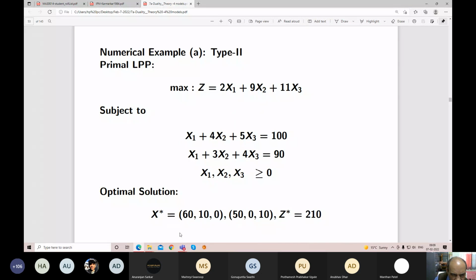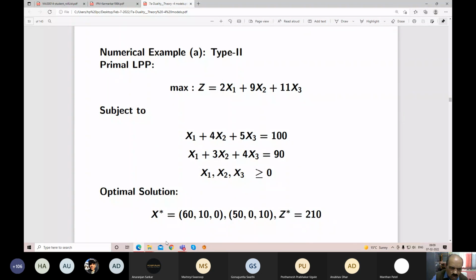It is a solution. Then make x2 0 and solve. So x1 plus 5x3 equal to 100, and x1 plus 4x3 equal to 90. So 50, 0, 10. The first is fulfilled. Yes, sir. Then the second one is also fulfilled. Yes, sir. Okay.